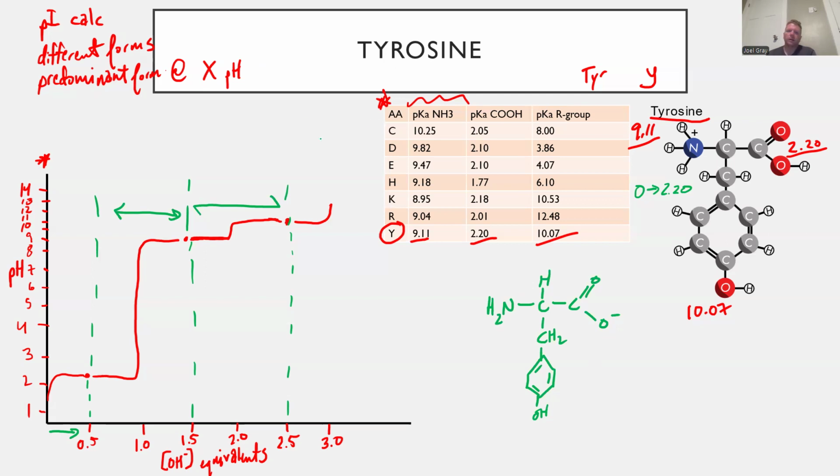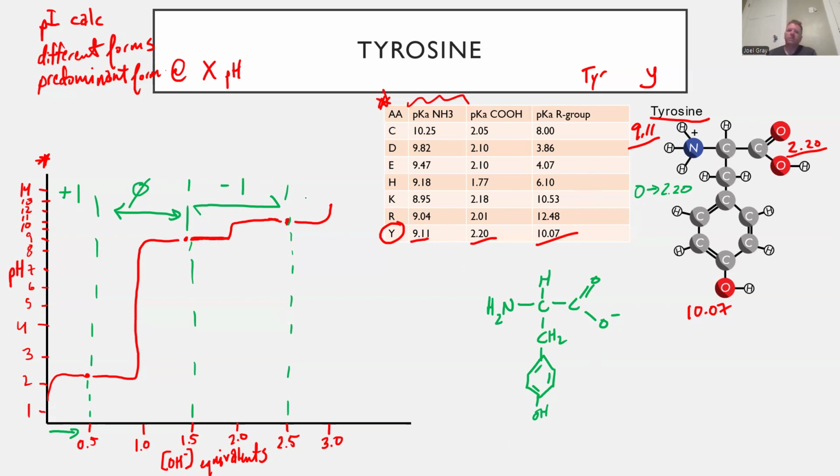This is my -1. So I'll take a step back. From a pH of 2.2 to 9.11, that is the form of the molecule with a 0 charge. That's my zwitterion, because I have a positive and a negative charge simultaneously. My cation is from a pH of 0 to 2.20.